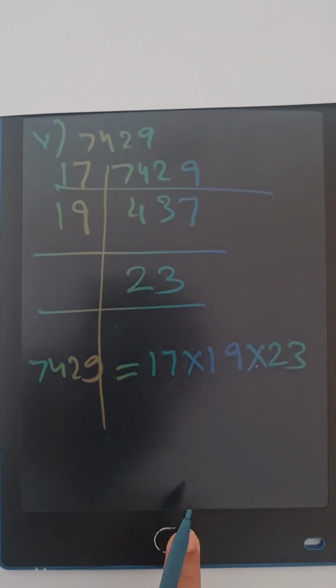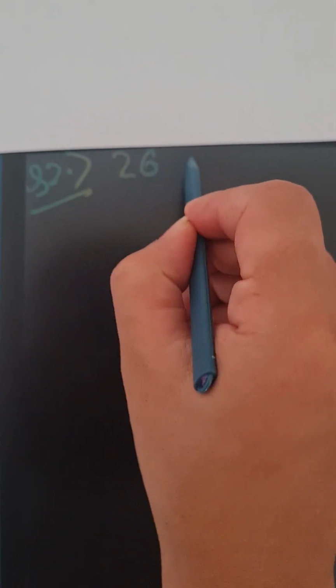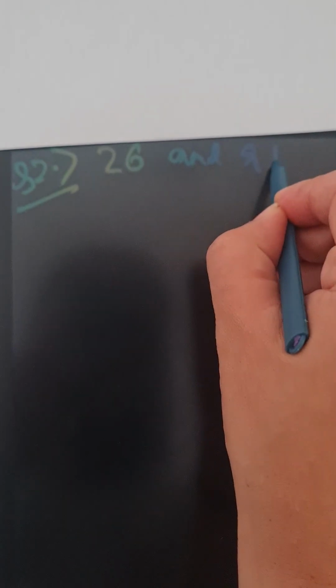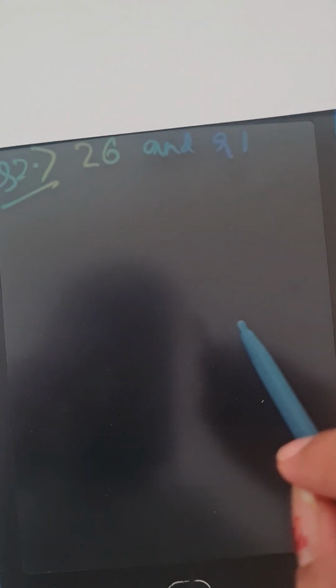Now going to the next question of this exercise 1.1. Find the HCF and LCM of the following pairs of integers and verify that LCM into HCF is equal to the product of the two numbers. Here the first part of this second question is 26 and 91. We need to find the HCF and LCM of these two numbers.